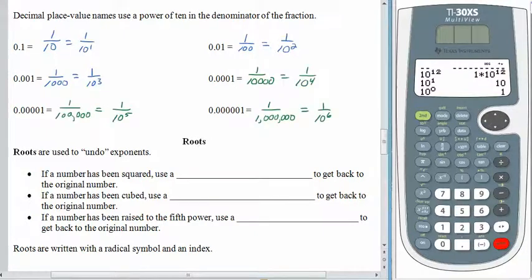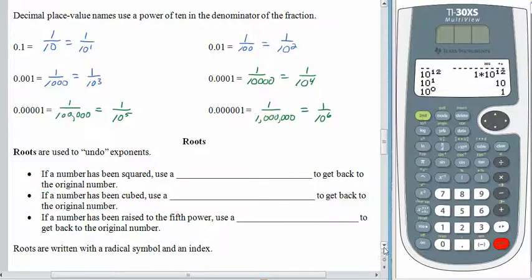How did you do? 1/10,000th should be 1 over 10 to the 4th power. 1/100,000th should be 1 over 10 to the 5th power. And 1/1,000,000th should be 1 over 10 to the 6th power. Okay, let's move on and talk about roots.